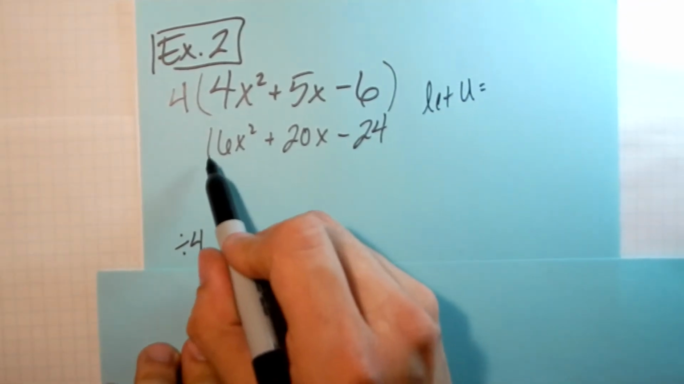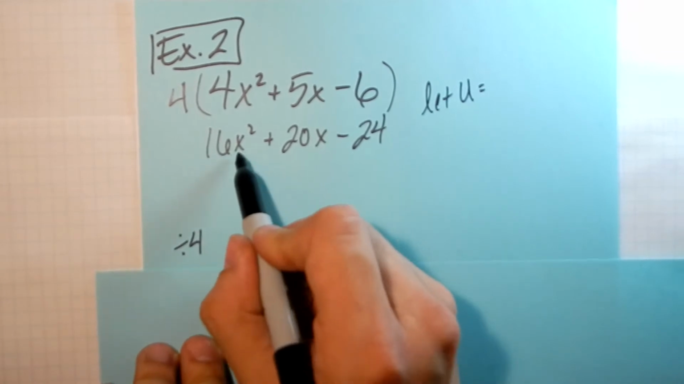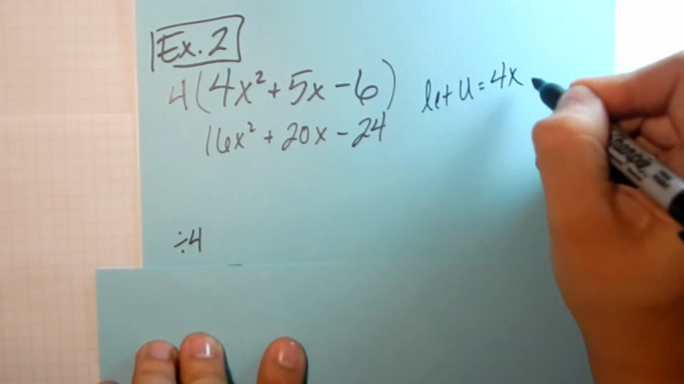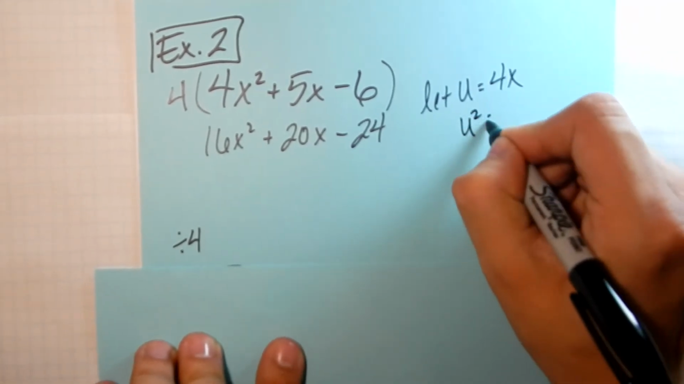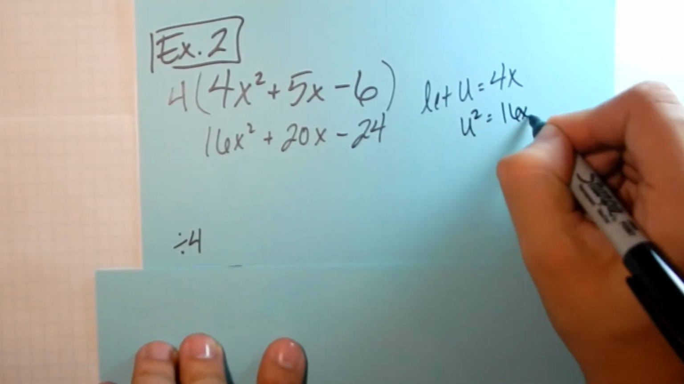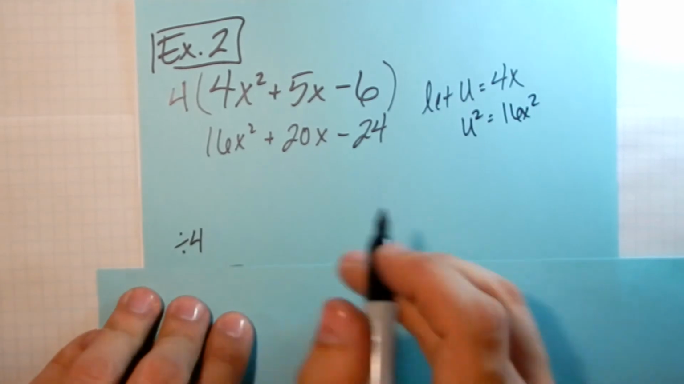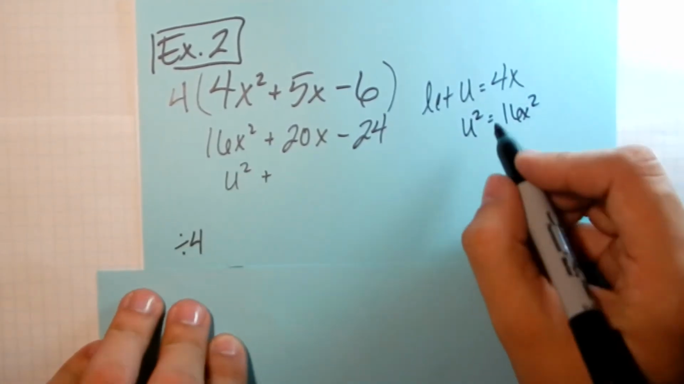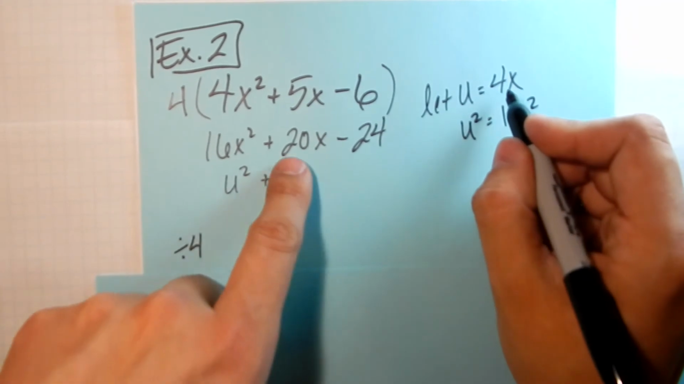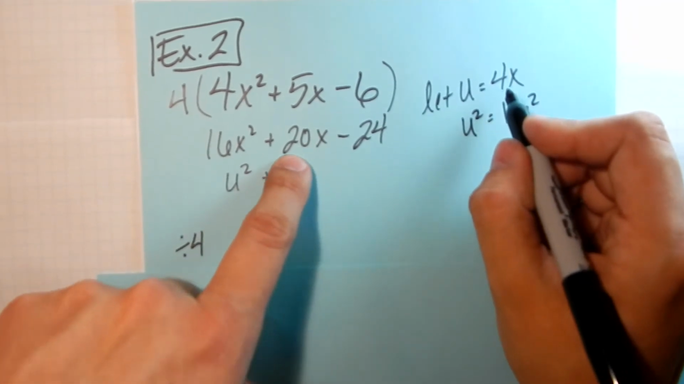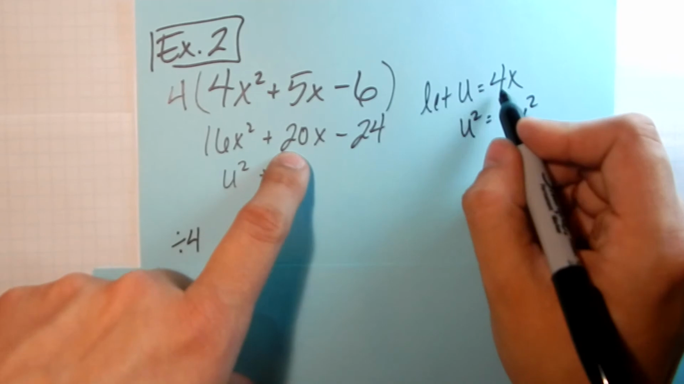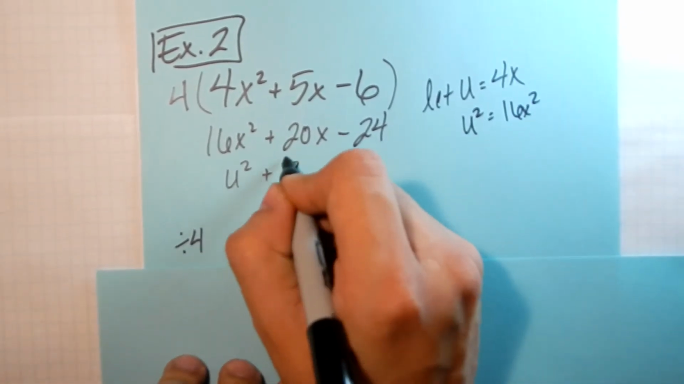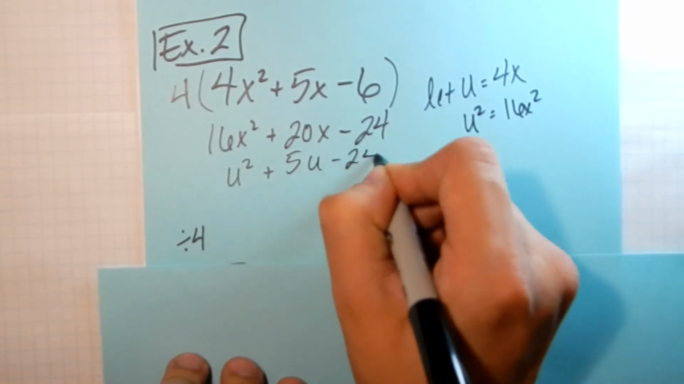Okay, so we have to let u equal something. So what do we have here? Well, we're going to take the square root of this and the square root of that. Square root of 16 is 4. Square root of x squared is x. 4x. So that means u squared is 16x squared, which replaces this. So I have u squared plus, now 4x is u, this is 5 of those. So we have 5 times 4x is 20x. So we have 5u minus 24.